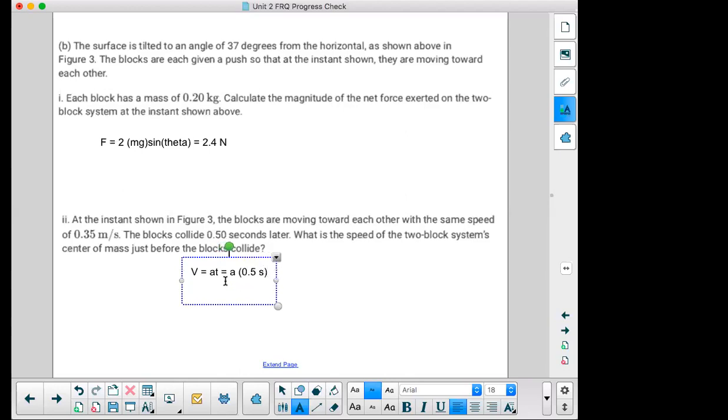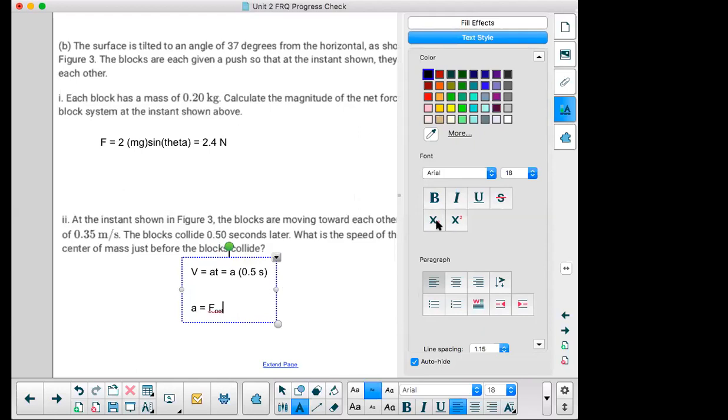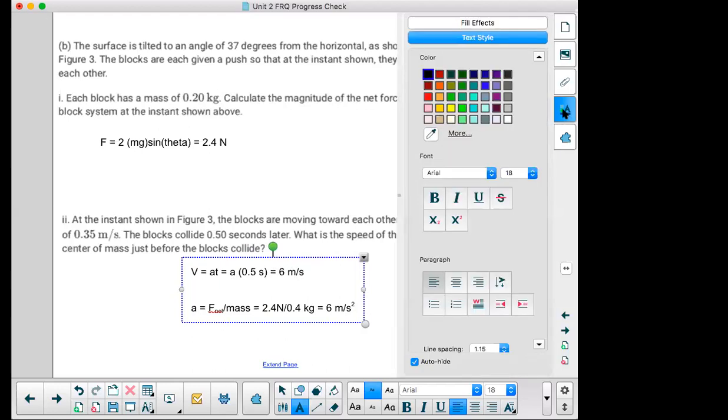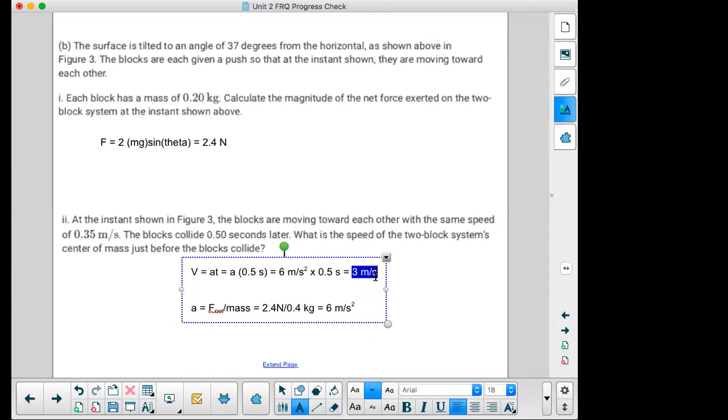We have to find the acceleration. Well, we know what acceleration is. It's net force divided by mass, F net over mass. We have 2.4 newtons acting on a total mass of 0.2 each, so 0.4 kilograms. That we can do in our heads, 2.4 over 0.4 is a lot like 24 over 4, just 6 meters per second faster every second. And so that's this number here, equals 6 meters per second squared, times 0.5 seconds equals 3 meters per second. The speed of the center of mass of this two-block system is 3 meters per second, half a second after that picture was taken.